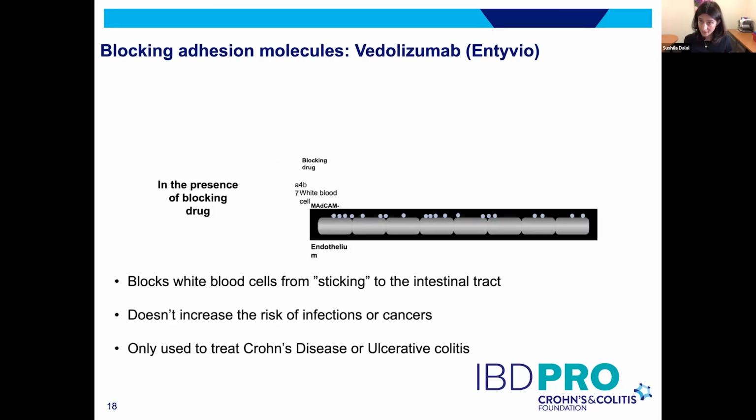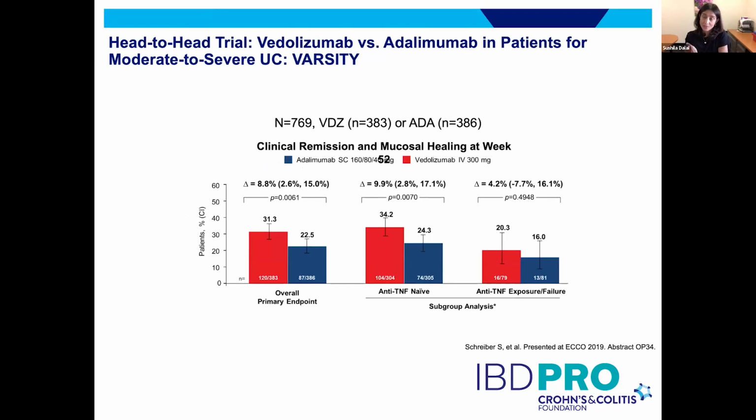This is one of the areas where we have head-to-head data. We don't have that much head-to-head data in IBD, but we do have this trial in ulcerative colitis of vedolizumab or Entyvio versus adalimumab or Humira in patients with moderate to severe ulcerative colitis. This is the VARSITY trial. You can see vedolizumab in red and adalimumab in blue. And you can see here that vedolizumab did have the edge a bit when we look at clinical remission and mucosal healing at week 52. So you can take that for what you will.